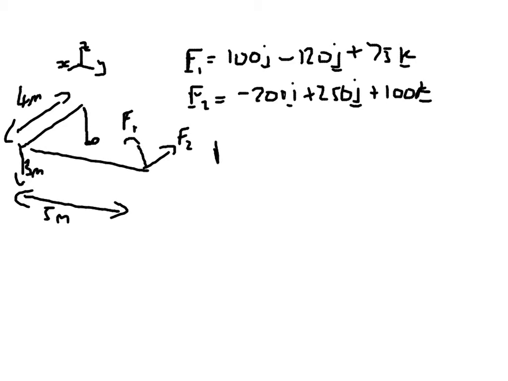So the resultant force, you should remember from last time how we did that. It will just be the I component, so 100 minus 200, so minus 100 I, minus 120 plus 250, so plus 130 J, and then 75 plus 100, so plus 175 K. So that's our resultant force.